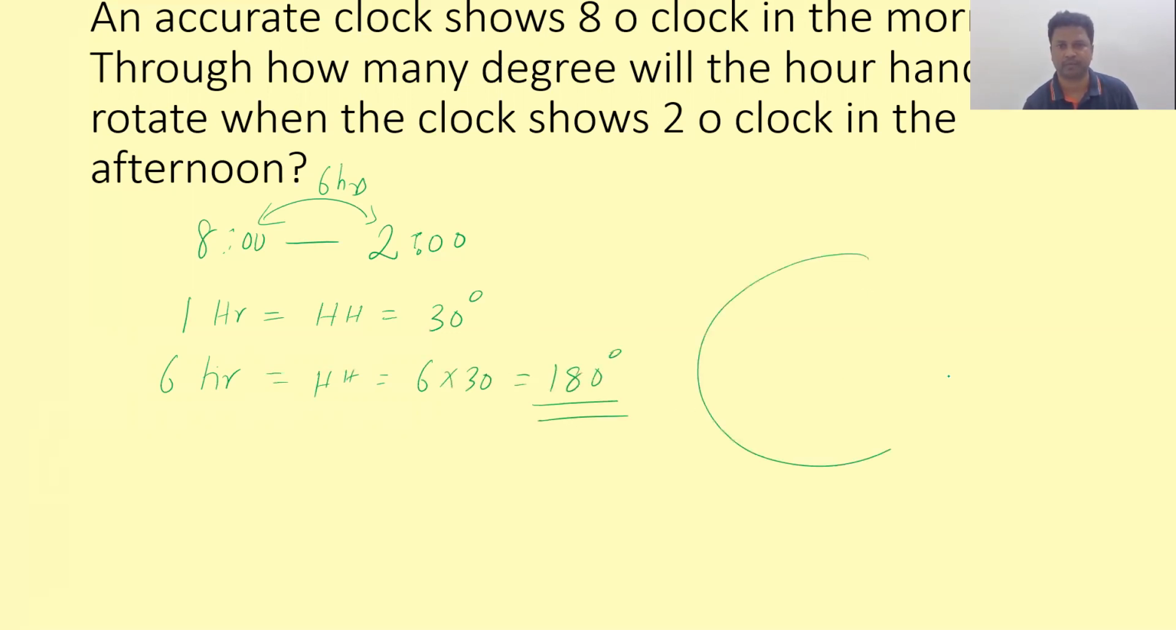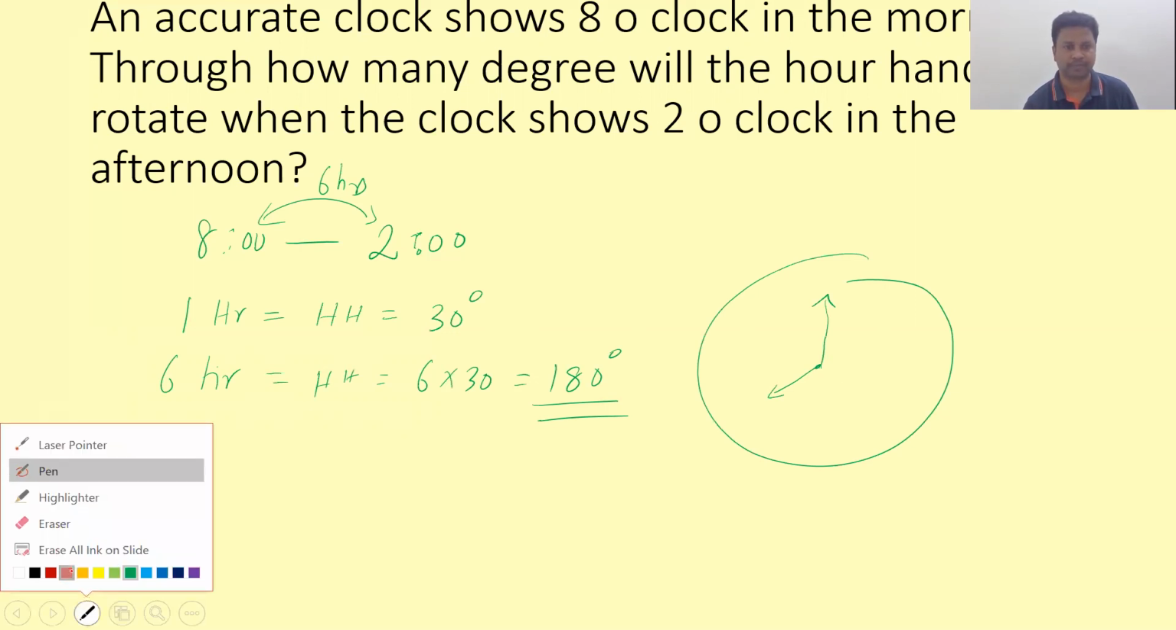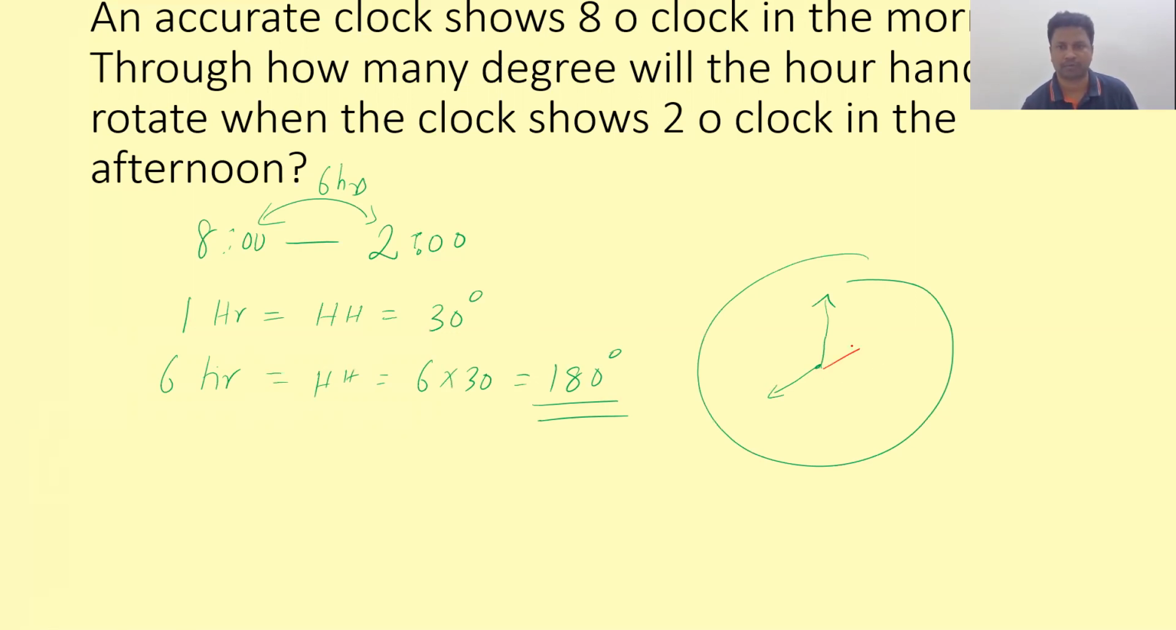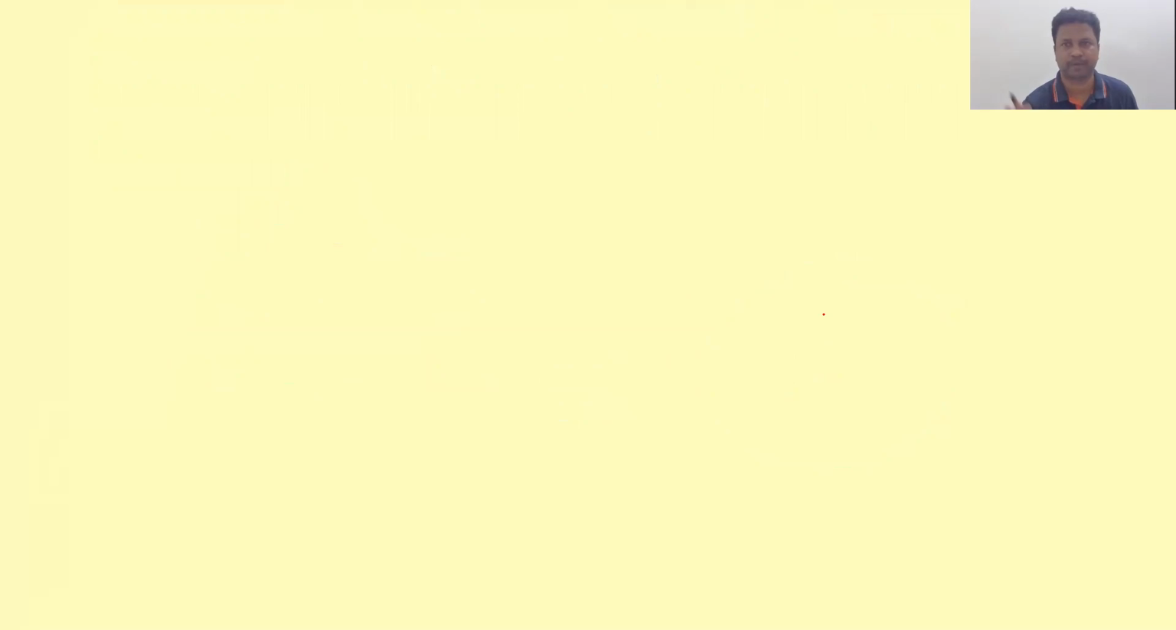Okay, so if you see this time on the clock, this is 8 o'clock. Now I need to know the position for the time of 2 o'clock. This is 2 o'clock. 8, 9, 10, 11, 12, 1 and 2. Correct? From 8 to 2, the total degree movement is 180 degrees. Fine? Okay.